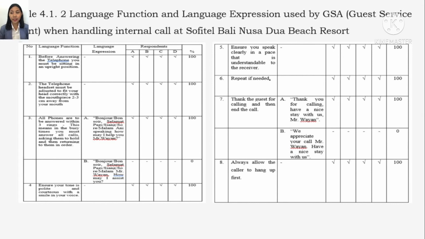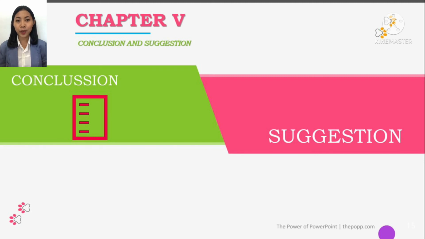And as you can see in table number 7, there is a language expression that is usually used by guest service agents when handling internal calls. So by saying, thank you for calling, have a nice day with us, Mr. Ryan, like that. This lets the customer know that you are happy to help them and are willing to be contacted again in the future. Okay, now let's continue to the next chapter, which is about conclusion and suggestions.